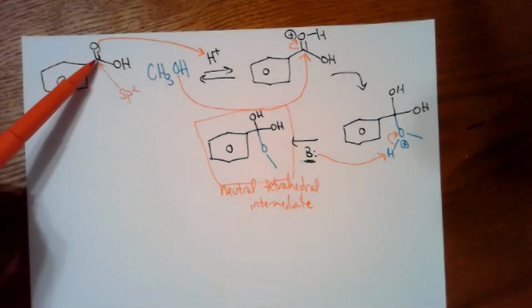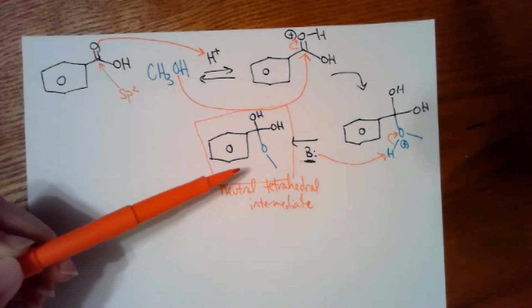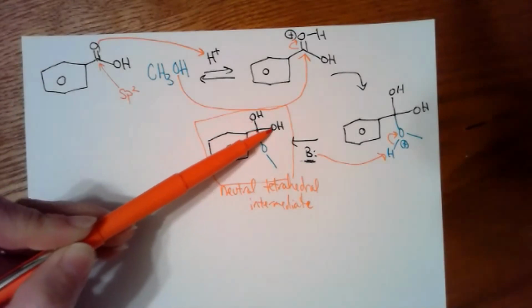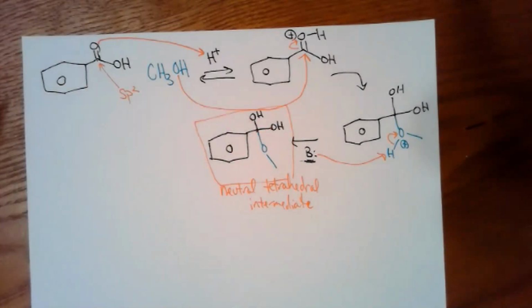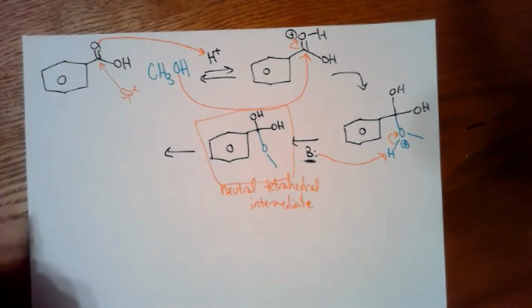So sp2 carbon gets attacked by a nucleophile. You end up with a neutral tetrahedral intermediate. This carbon right here has 3 very electronegative groups on it. That's not really favorable. That's not going to sit around for a long time and be our final product. So from this neutral tetrahedral intermediate, you got to keep going. How do you keep going? We're going to make a leaving group and then let it go, let it go. The leaving group we're going to make is water.